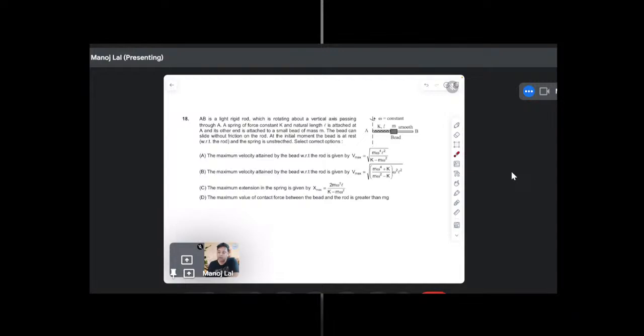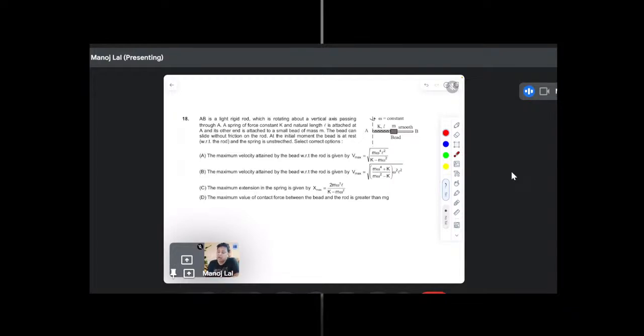At the initial moment there is no elongation in the spring, and then the rod starts rotating about the vertical axis with a constant angular speed omega. So how will we do this question?